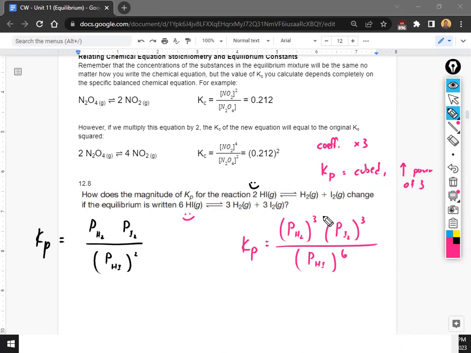Is it ever going to be different? Does it matter how many products or reactants there are? If you multiply the whole reaction by a certain number, it's going to correlate exactly, because they all change by relatively the same amount. Yeah, good question.